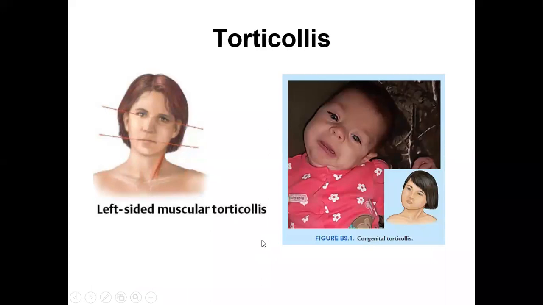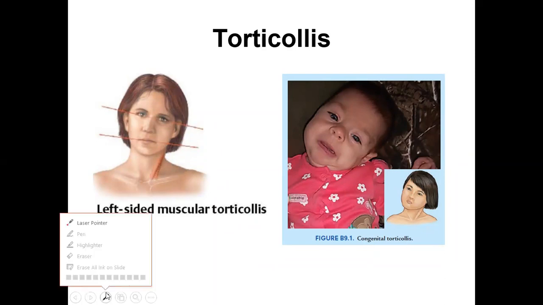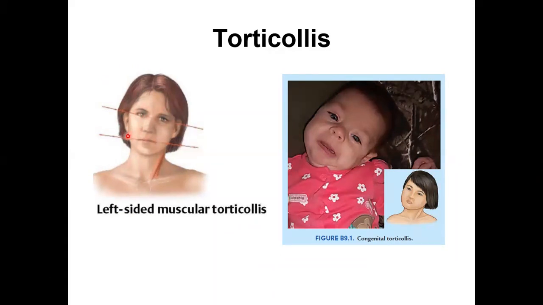However, when those muscles get damaged or paralyzed or fibrosed, you end up with a condition called torticollis. So you can see how, looking at this patient, their eyes are not on a level plane. They're actually tilted down along with the line of their lips. It looks like they're twisting their head over, and that's because they are. So here is left-sided torticollis, where this muscle is either paralyzed or fibrosed. You can see in this child, they have it as well.